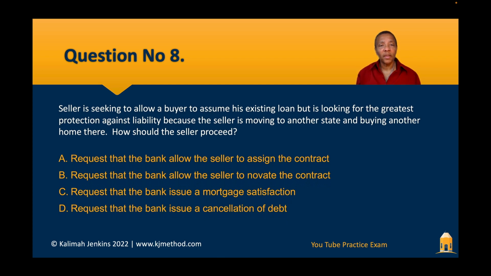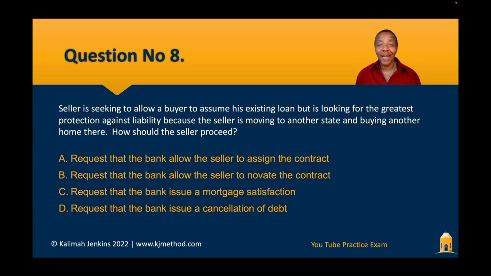The seller should request that the bank allow him to assign the contract to another person. The seller should request that the bank allow him to novate the contract. The bank should issue a mortgage satisfaction or request that the bank issue a cancellation of debt. Which one do you think on this one? All right, the correct answer on this one would be that the seller should request that the bank novate the contract. Let's look at each of these.